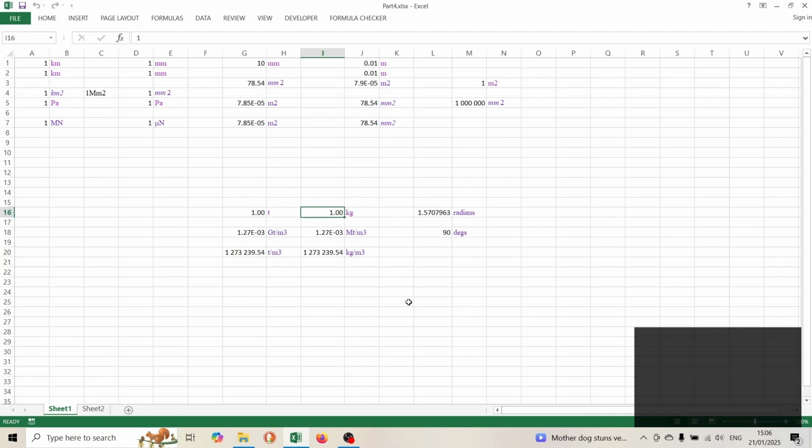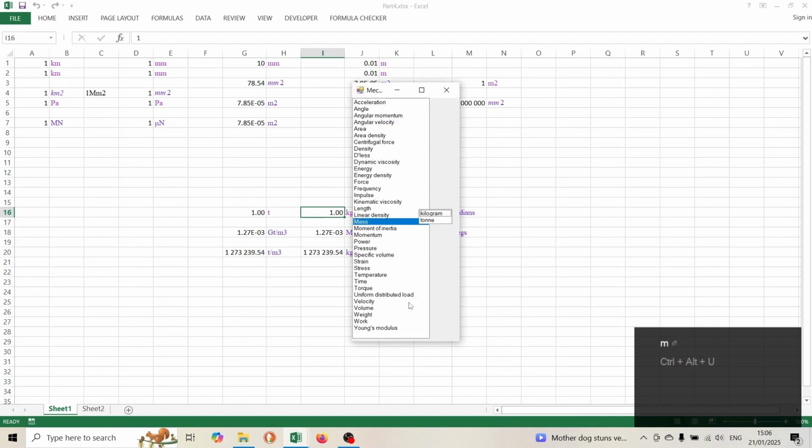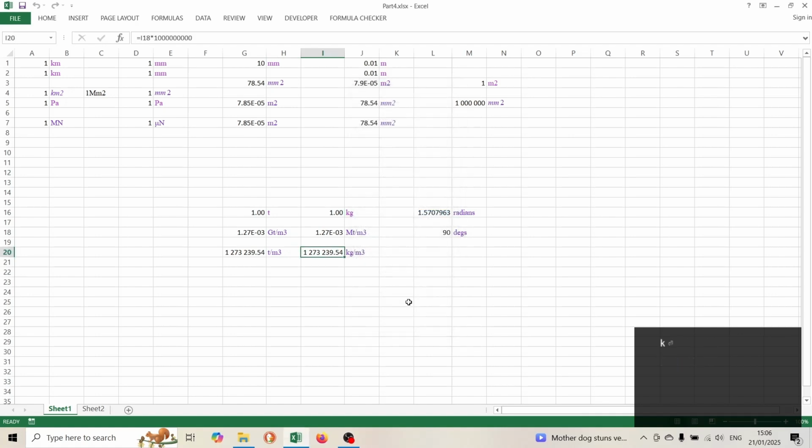If we had entered the mass in kilograms, Control Alt U, M for mass, enter, K for kilograms, then the formula that uses the same volume but the smaller mass, I6, then correctly calculates the density at 1.27 e to the minus 3 megatons per meter cubed. And if we multiply that by 10 to the 9th, then it gives us the units in kilograms per cubic meter.